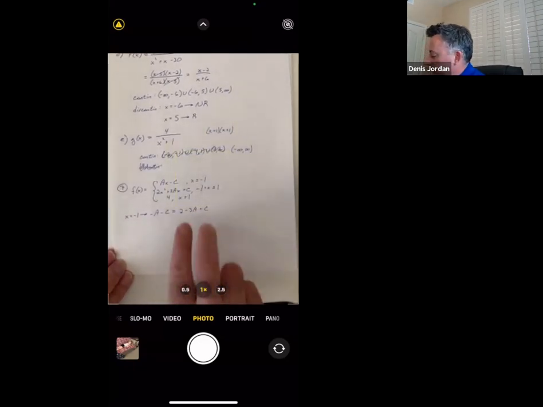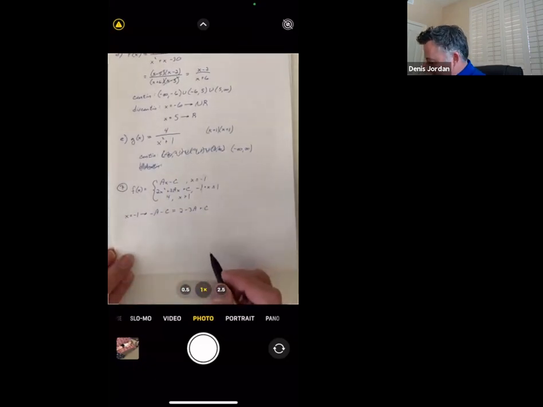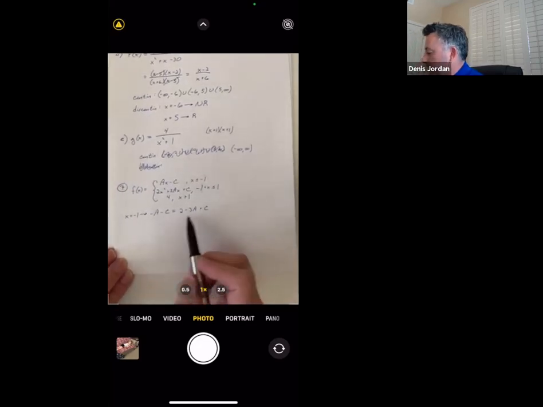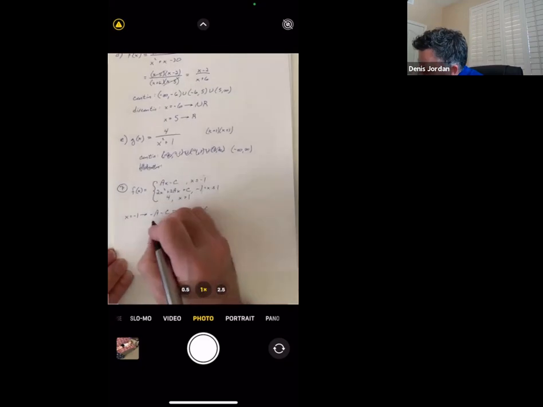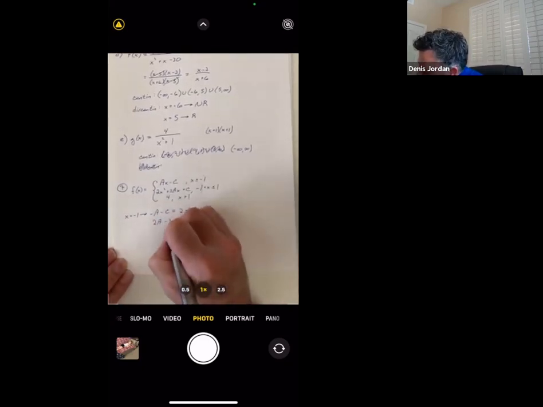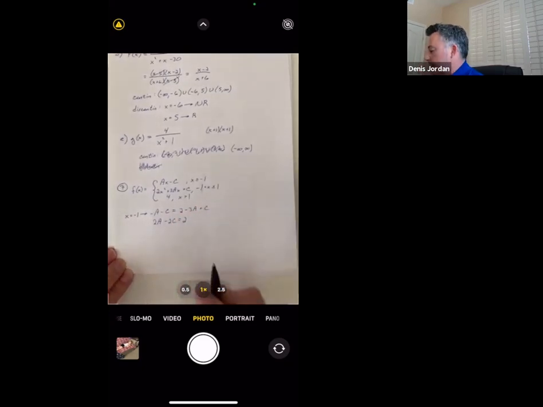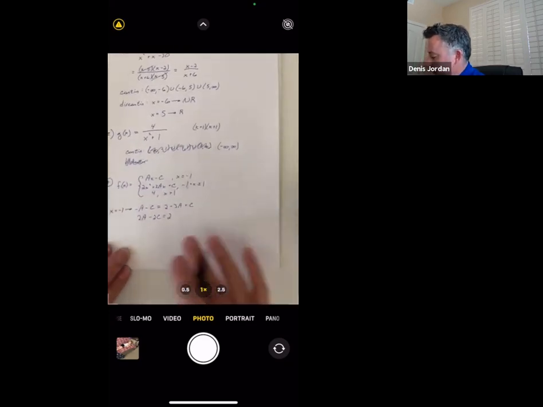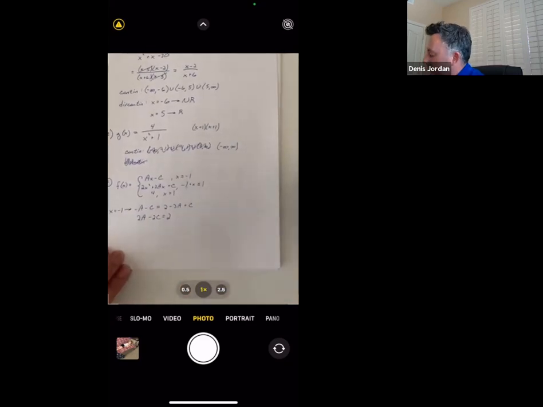So what I would do is move the A's and C's all over to the same side. Right or left doesn't really matter. So if we brought everything over to the left side, that'd be 2A minus 2C is equal to 2. You can divide by 2 if you want, or you can just leave it alone. So let's just leave it alone for now.